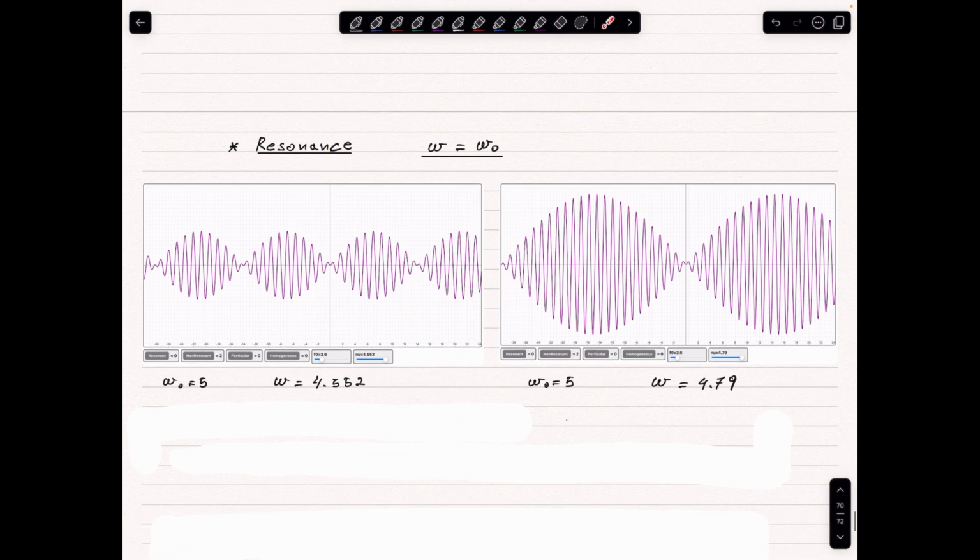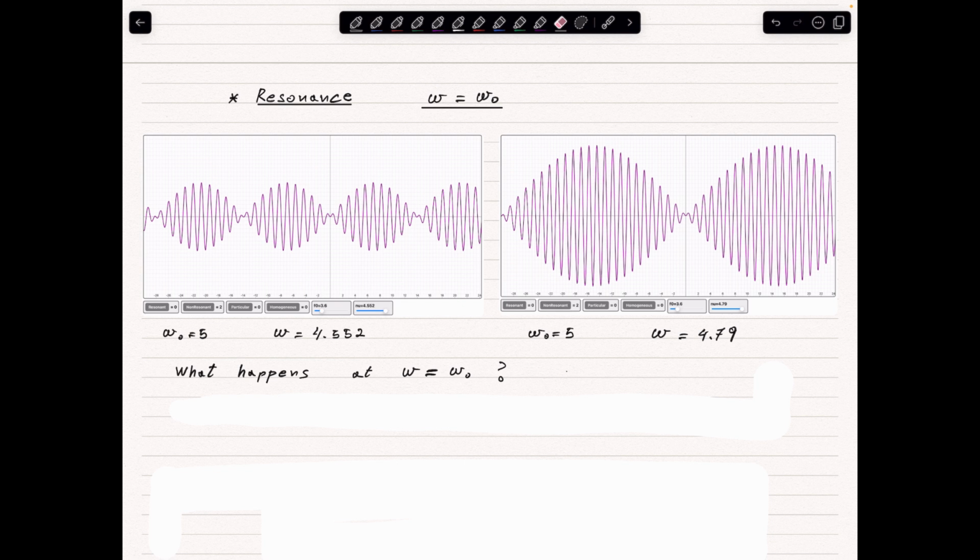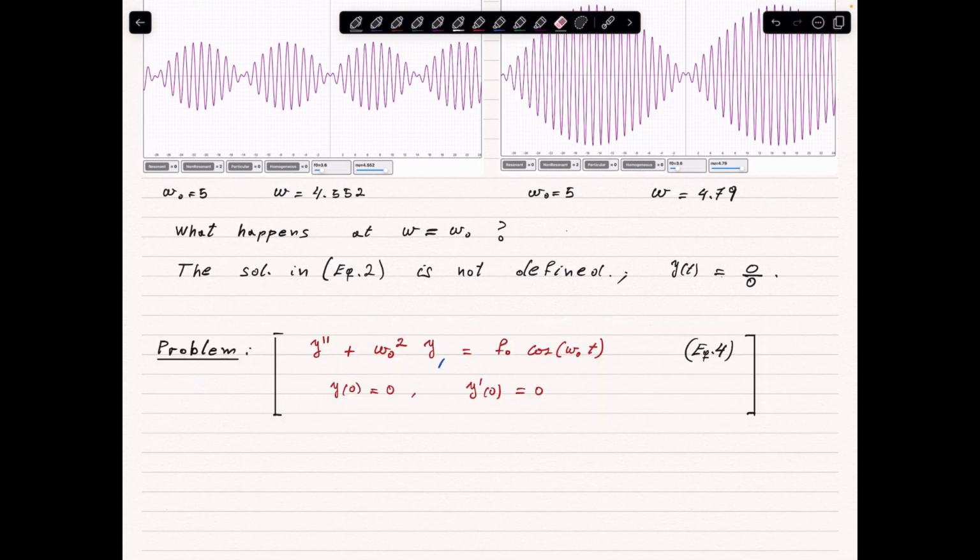So can we see that analytically? Sure we can, but what we need to do is solve the problem for driving frequency omega exactly equal to the natural frequency. And recall the solution that we already had is not defined. So we need to solve the problem again, but this time with the natural frequency inside the driving term. Before here we had omega. Now we have omega 0, which is the same omega 0 we have there.